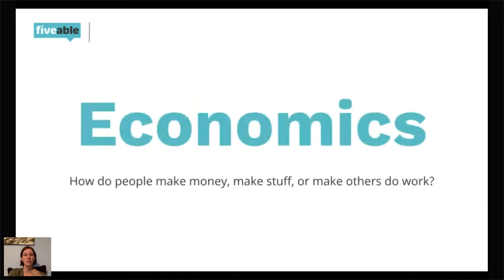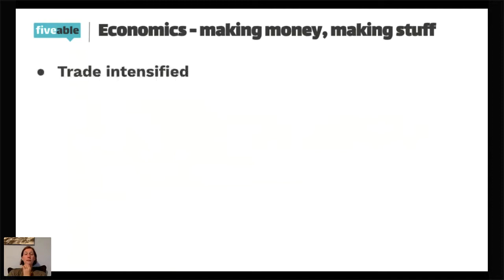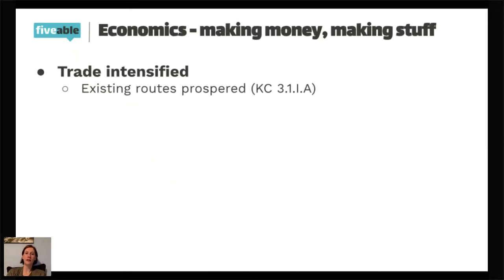But economics, just as a reminder, how do people make money? How do people make stuff? And how do people get other people to do their work for them? That's really what economics are about. So the big word for us with trade is intensification, more trade. With that intensification, existing trade routes got bigger, got wealthier.